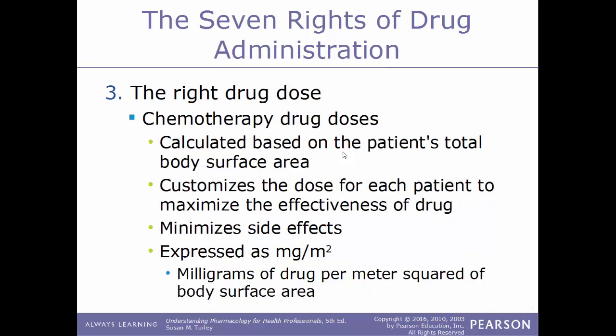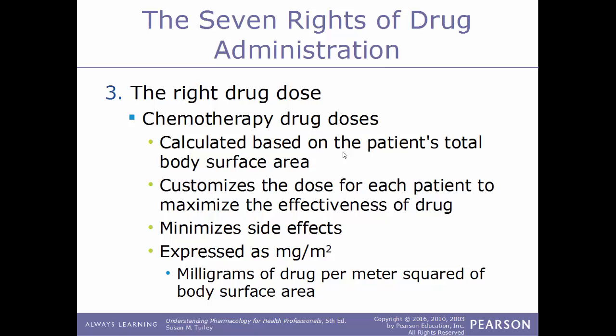Making sure you're getting the right dose when it comes to chemotherapy drugs. Now, this is calculated based on the patient's total body surface area. So this is customizing the dose for each patient to maximize the effectiveness of the drug and also to minimize any side effects. So this is expressed by milligrams per square meter of body surface area.